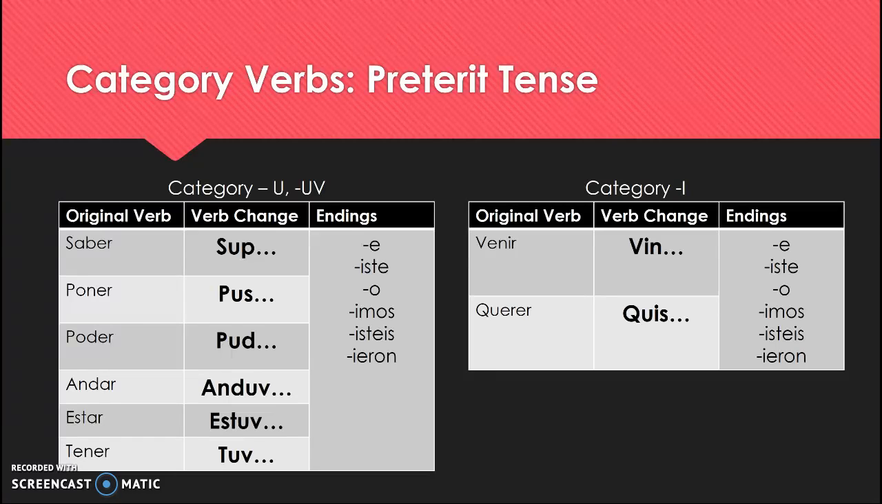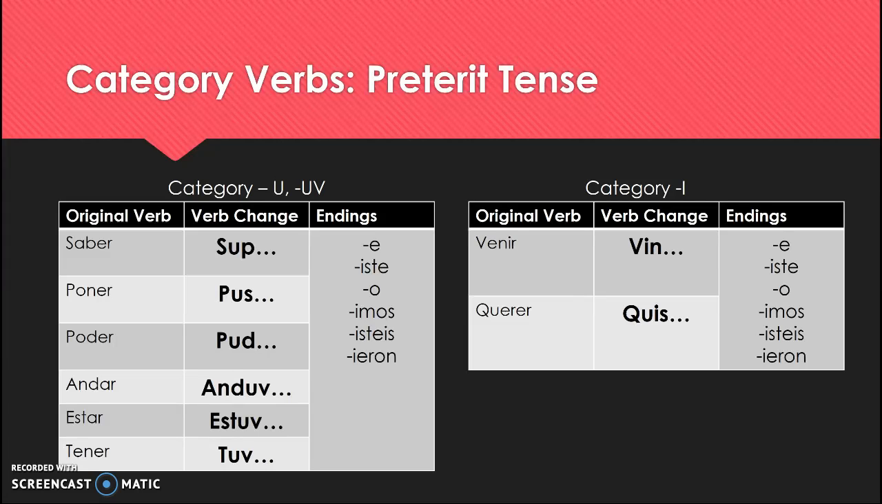Moving on to category verbs, these verbs are called category verbs because they share a commonality. For category U and UV verbs, they undergo some type of spelling change that they all have in common, and then they all use the same endings. For the category U, we have saber, poner, and poder, and they become sup-, pus-, and pud-. But then they use a new set of endings, which is kind of a mixture of -AR and -IR endings: supe, pusiste, pudo, supimos, pusisteis, pudieron.